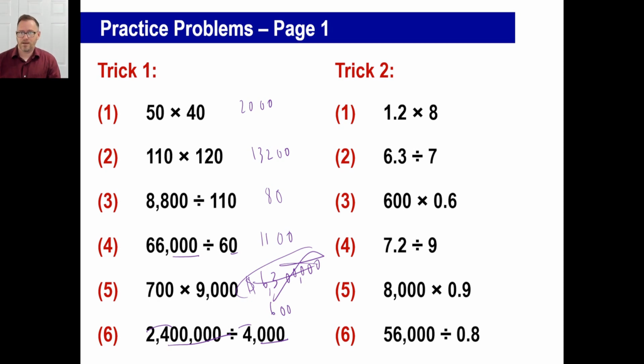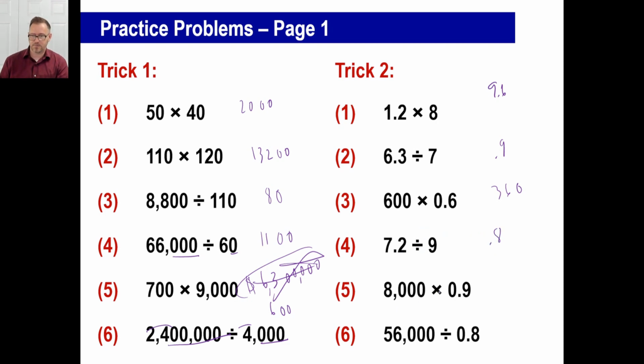Go. Okay, estimate on these, don't forget. 1 times 8 is 8, but 12 times 8 is 96, and that's the closest to 8. 6 divided by 7 is about 1. 63 divided by 7 is 9, that's about 1. 600 times 0.6 is less than 600 somewhere. 6 times 6 is 36. The closest is 360. 7.2 divided by 9 is about 1. 72 divided by 9 is 8, and that is about 1.